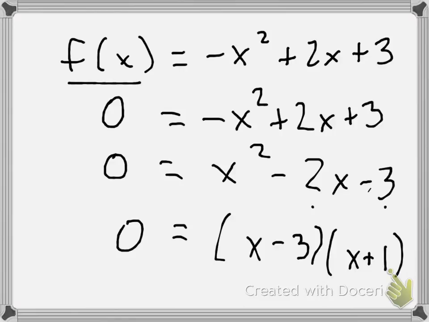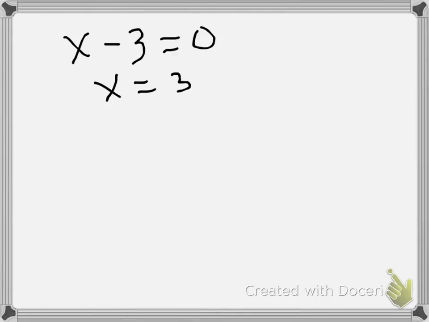Set each of those factors equal to 0 separately with my zero factor theorem. So 3 will be my first solution, and -1 will be my second solution. And those are x values.